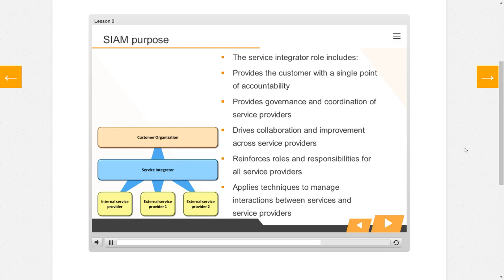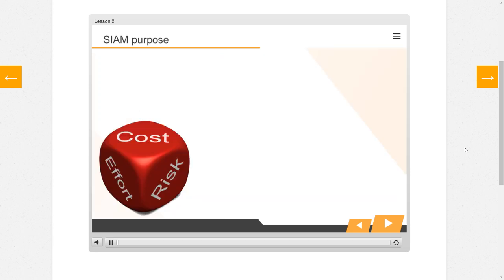Many organizations want to be more flexible and agile to allow them to keep pace with market changes. The ability to source and manage services via a SIAM model can support organizational agility. Implementing a SIAM model takes time and effort. It is a significant organizational transformation.